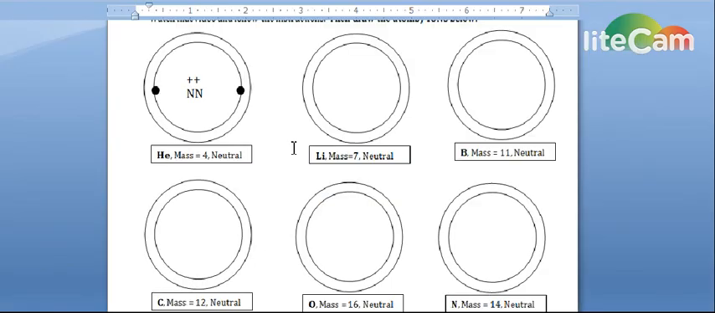When you're done, you should have this on your paper. Let's move on to the next atom that you're going to build. This time you're going to make Li, lithium. It will have a mass of 7, and it will be neutral. Switch back to the Build an Atom app.